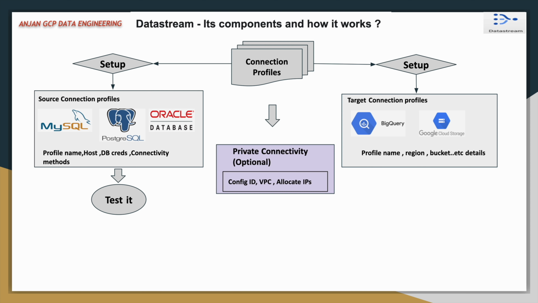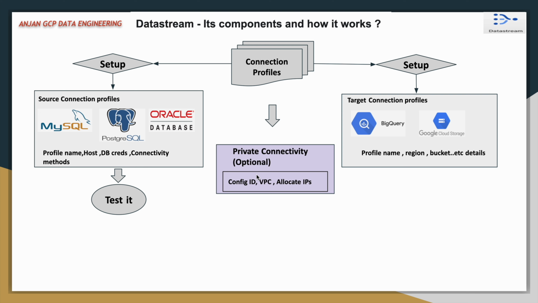The next component is private connectivity. If you are going for private connectivity, then you will have to set up the configuration accordingly, but in this demo we are not using this method. In the next video I will take up this particular method and explain it.